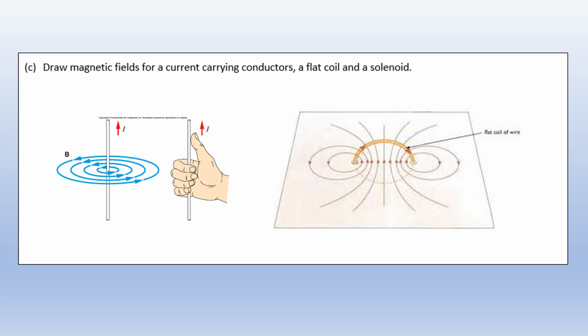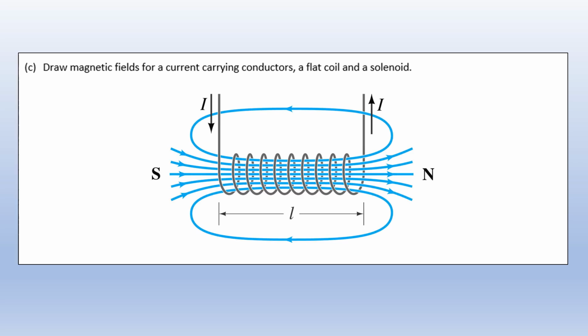And then the final one, a solenoid, which is essentially lots of flat coils lined up with each other. What you end up with is this nice uniform magnetic field inside the solenoid, but then you get these loops of field around it as well. And that means the solenoid ends up having poles there, because we can see that the field lines are wrapping back around from the North Pole to the South Pole there.